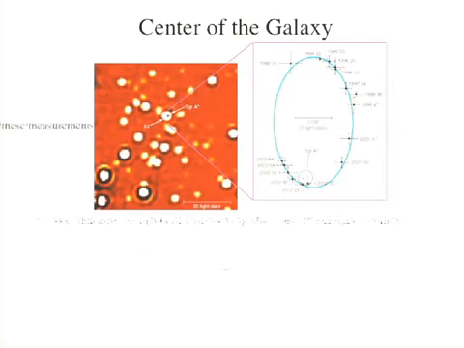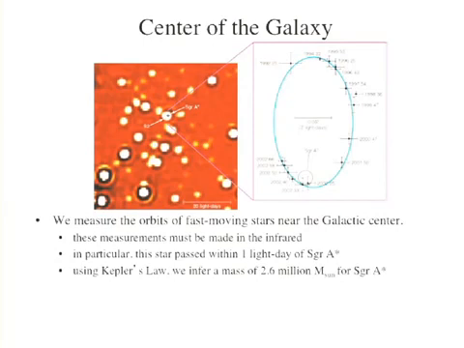Okay. Now, fast-moving stars: you make these measurements in the infrared, and you use Kepler's law, and you're going to infer a mass of 2.6 million times that of the sun for this object in the center of the galaxy. That is the mass of the black hole in our galaxy. Why is it there? What other evidence do we have it exists? What can be so small yet so massive? And the answer is the only thing that can do it is a black hole. We've tried everything else, and nothing else will do it.